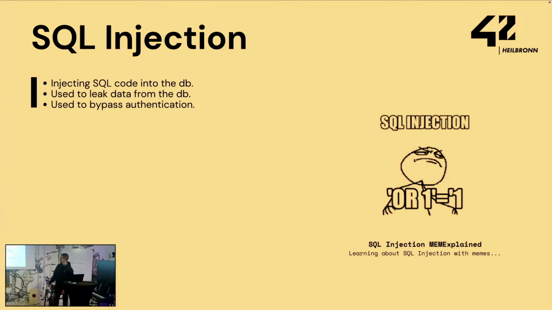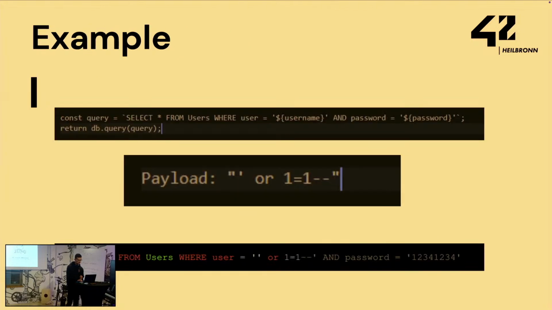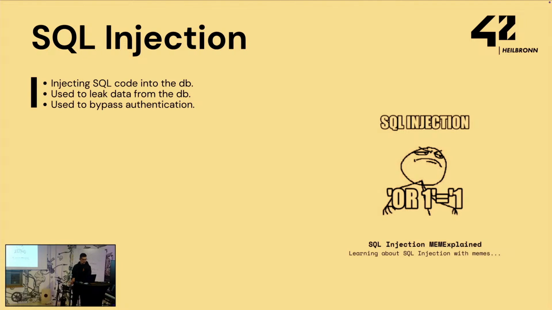So SQL injection, this is the most famous one. It's closing whatever we had in the user, or 1 is equal to 1. This is one of the examples, the most famous one. So here we are injecting SQL code into the database. I'm going to show you an example in the next slide. Sometimes it's also used to leak data from the database. It's not always used to bypass stuff, it can also be used to leak data. But most of the time it's used to bypass the authentication.